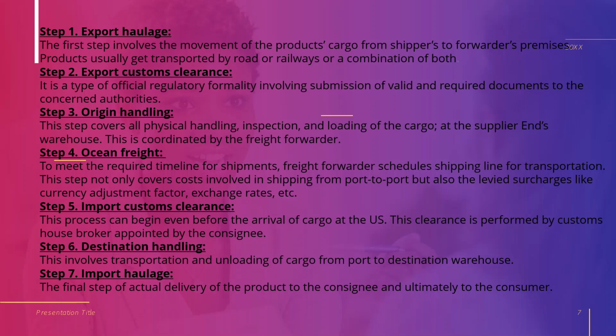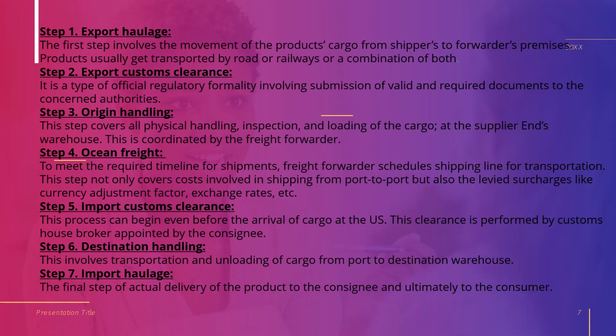Okay. Next is origin handling. This origin handling includes the inspection of the material, physical handling and inspection. What is this material, under which HS code it will come. They need to verify what sort of material we are exporting or importing, and loading of the cargo at the supplier end's warehouse, and this will be coordinated with a freight forwarder.